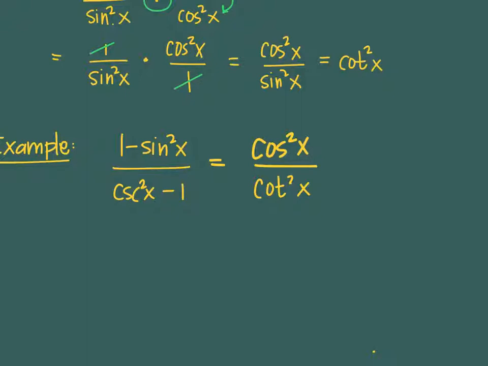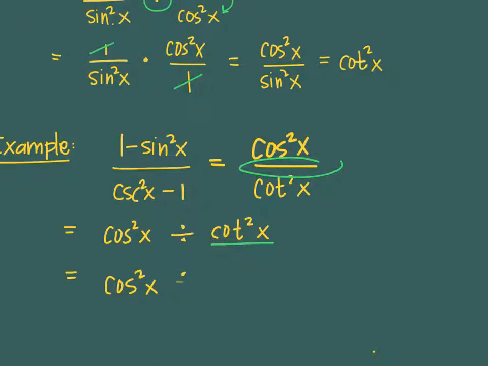We should replace the division fraction bar and turn it into cosine squared x divided by cotangent squared x. Then we should replace cotangent squared. We don't replace cosine squared. So cotangent squared, divided by, replace that with cosine squared of x over sine squared of x. I can't reduce yet because the cosines are in the wrong spot. They're both in the numerator.